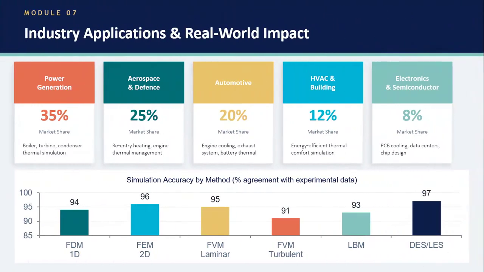Let us see some of the industry applications and the software ecosystem. Thermal simulation has transformed multiple industries. Say, in power generation, it supports boiler, turbine, and condenser optimization. In aerospace and defense, it assists with thermal protection systems and engine cooling. Automotive applications include battery thermal management and engine cooling design. HVAC systems utilize simulation for energy efficient building design. Electronic industries depend on thermal analysis for cooling high performance devices.